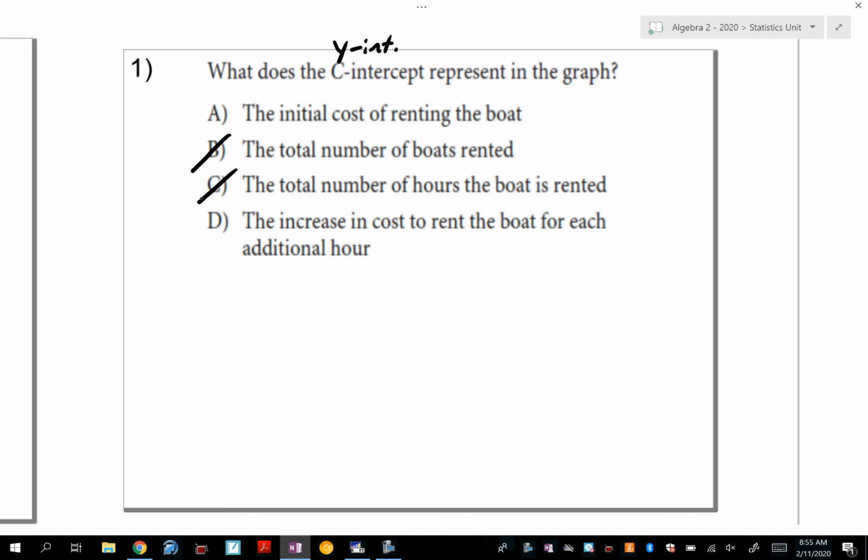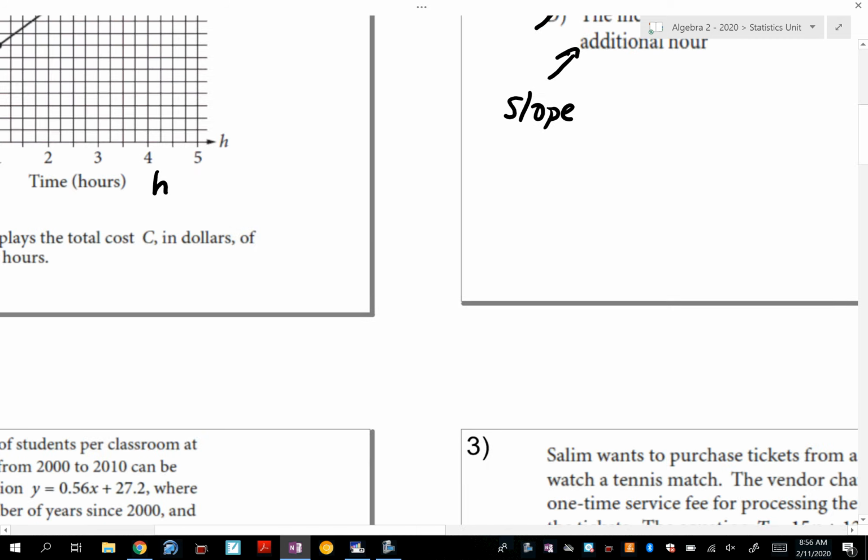Now this answer choice D is something you need to know, but it is actually describing the slope. If this question had asked to interpret the slope of this line of best fit, then D would be the answer. But D is not the answer because it's asking about the y-intercept. So the answer is the initial cost for renting the boat. No matter how many hours you end up renting the boat, that initial fee of $5 allows you to actually get the boat, and then the charges begin once you actually get on the water. So that's the answer for number one.